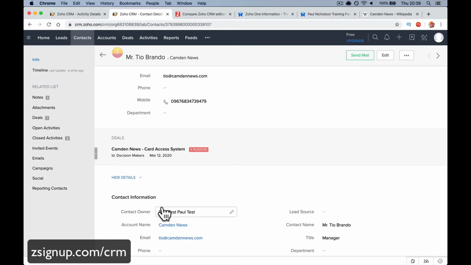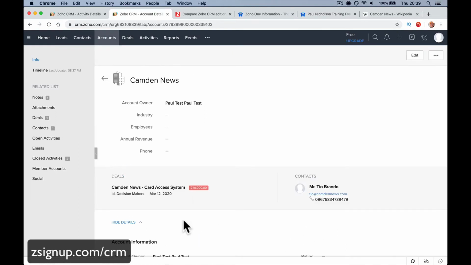So then we go into the accounts. Let's look at the accounts. So we go to the accounts and we've got the same sort of information. The beauty with all these pages you're going to start seeing is the format's the same. Account, deals, contacts, activities, emails.